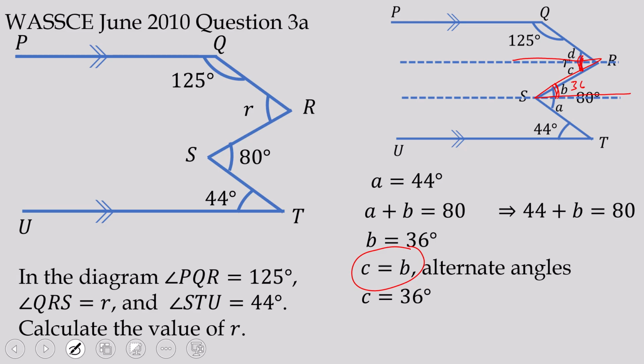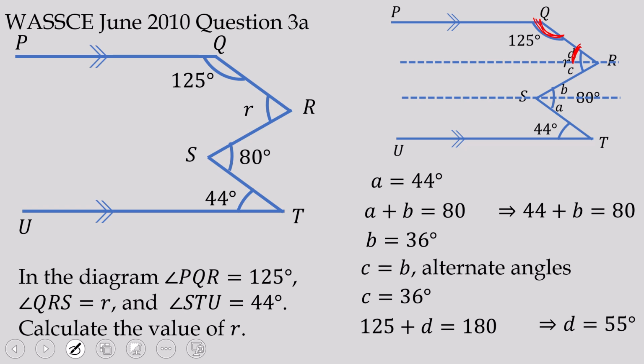And finally, we can have this angle and this angle over here, the D, to be co-interior angles. So this 125 over here and the D are co-interior angles, meaning they are supposed to be supplementary. They add up to 180. So I can have 125 plus the D being equal to 180. Then I solve for the D by moving this to the other end. I get D is equal to 55.